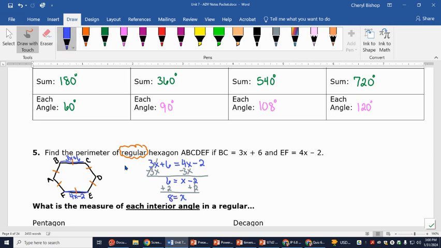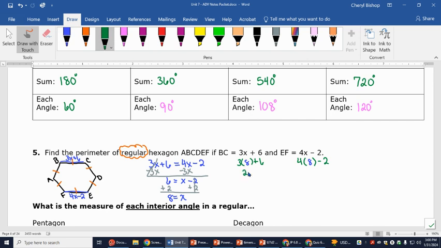Now, it didn't tell me to find x. It told me to find the perimeter. So I need to add all my sides together, which means I need to know how big a side is. So remember, my sides are 3x plus 6 and 4x minus 2. So if I come over here and I say, okay, this is 3 times x plus 6, and this is 4 times x minus 2, where we just found x to be 8.